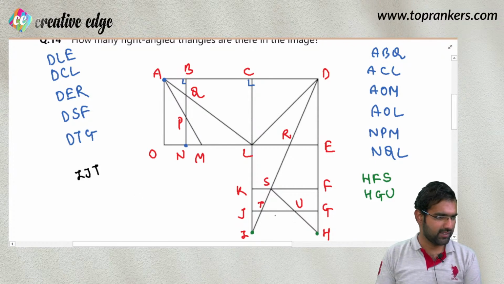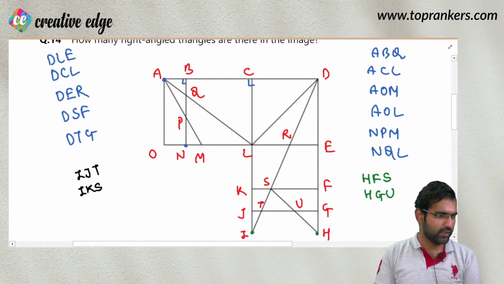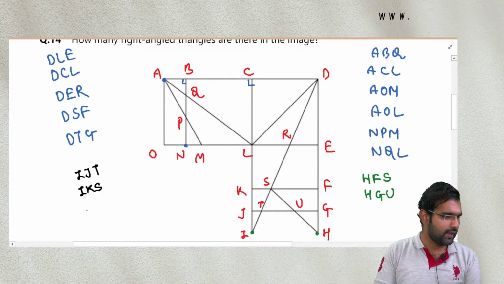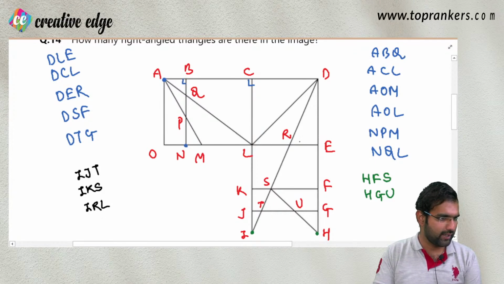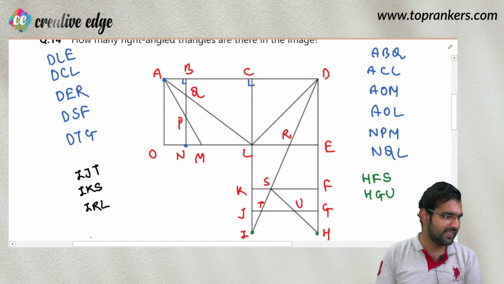I hope you all can see this smaller right angle triangle. Then it should be IKS. This is another right angle triangle. And if we proceed further, it should be IRL. I hope you all are seeing this also very clearly. Not just that, if you extend it a little more, you should be seeing IDC as well.